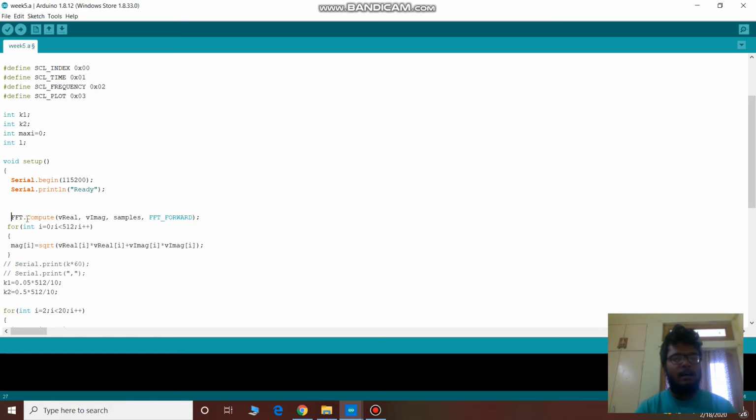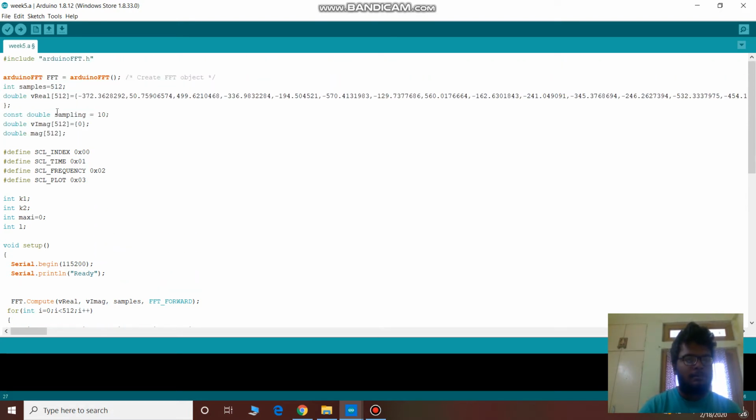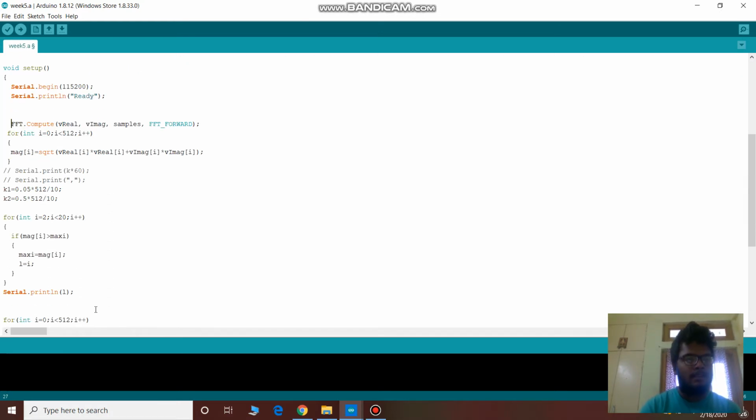This will give us the fast Fourier transform in the forward direction, just the forward direction. It will compute the fast Fourier transform of VReal and store it again in VReal. It will compute the fast Fourier transform of VImaginary and store it again in VImaginary values. Now I am taking the magnitude of that FFT, the square root of VReal times VReal plus VImaginary times VImaginary. This will give us the magnitude.